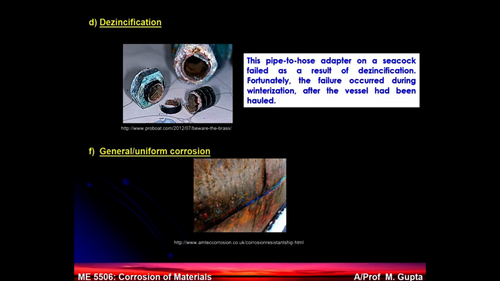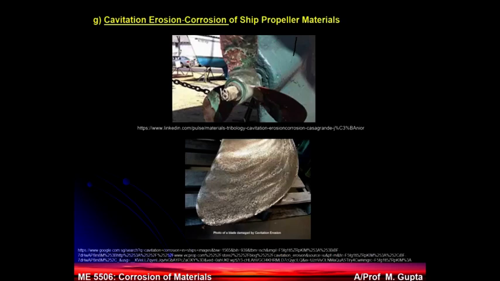Dezincification: if you are using copper-based material, remember the zinc goes out, copper stays back, and it can penetrate up to 3 mm, so it can break away your structure because it becomes porous with time. Then you have uniform corrosion, corrosion all over the body, if your surface protection fails, whether it's the coating or something else.